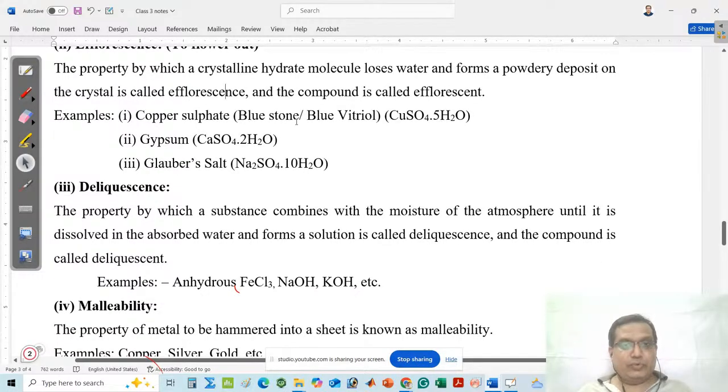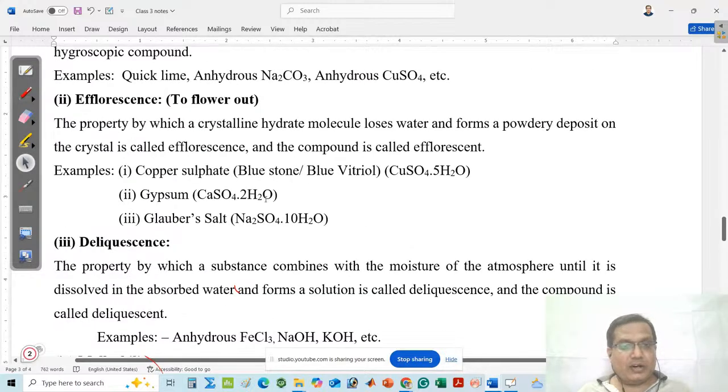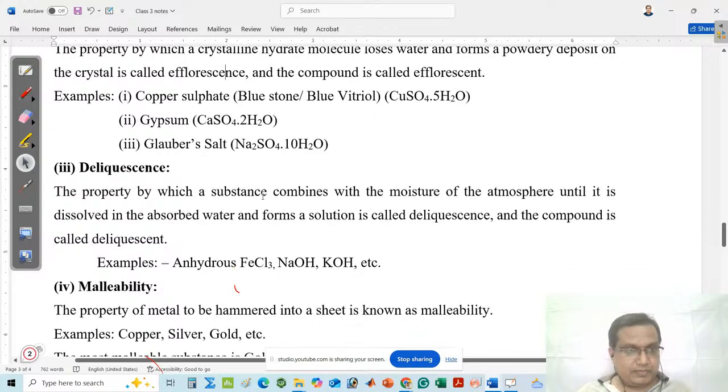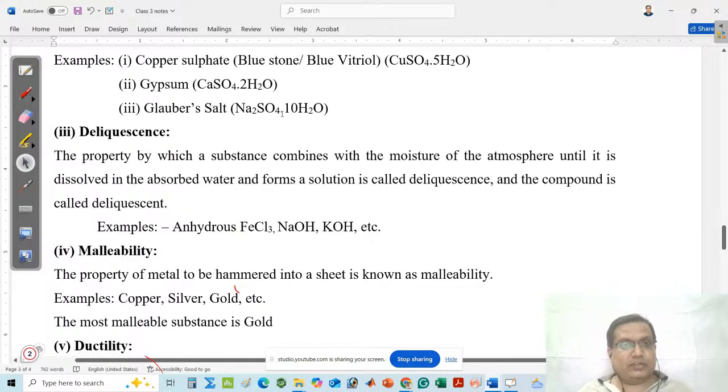An example is your blue vitriol, blue stone, that is your copper sulfate, CuSO4·5H2O, and gypsum, CaSO4·2H2O. They have water initially from the beginning. They have water, so they lose the water molecules. After losing the water molecules, the crystalline form is converted into the amorphous form. That means they form a powder. They are present in the powder form. Next is Na2SO4·10H2O, Glauber's salt.